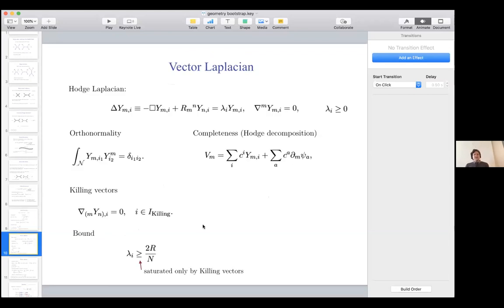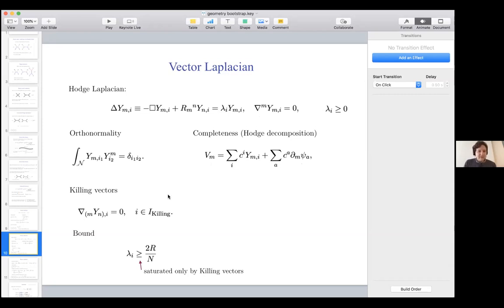Okay, next we need the vector Laplacian, which is just the Hodge Laplacian on one forms. So we're going to be looking only at transverse vectors, so we're on the space of transverse vectors. The eigenvalues are going to be labeled by this lambda little I, and they're always positive. They are orthonormal. And there's a completeness relation, which says that any vector can be written as a linear combination of the transverse vectors and longitudinal vectors, which are just derivatives of the scalar eigenfunctions.